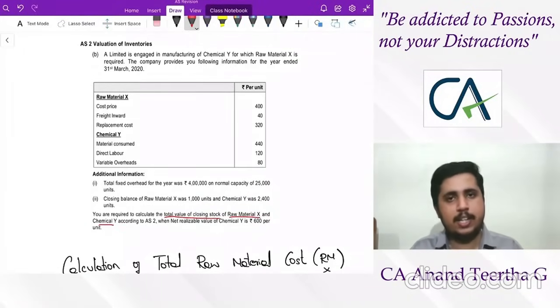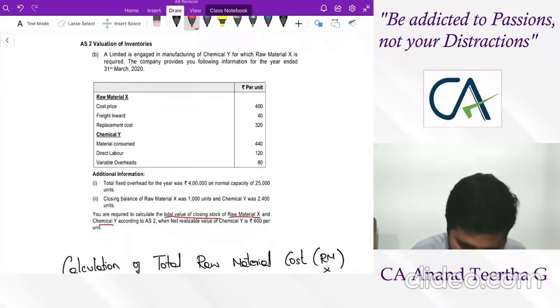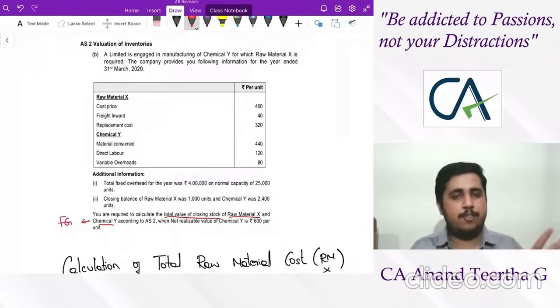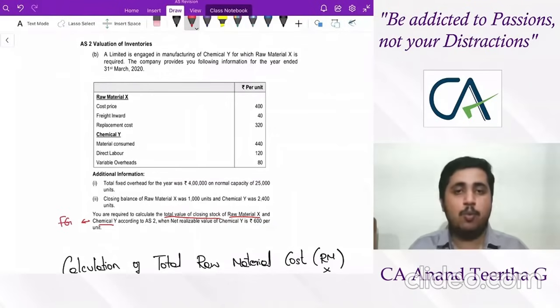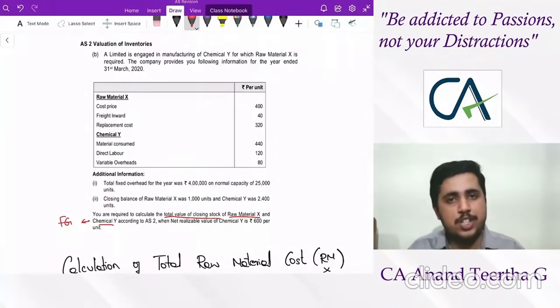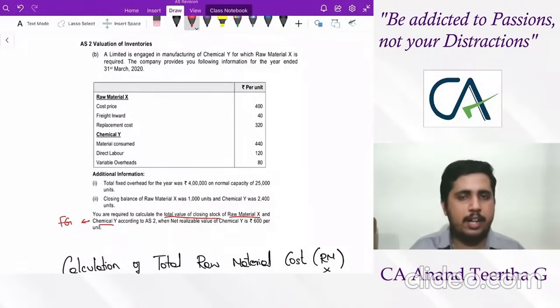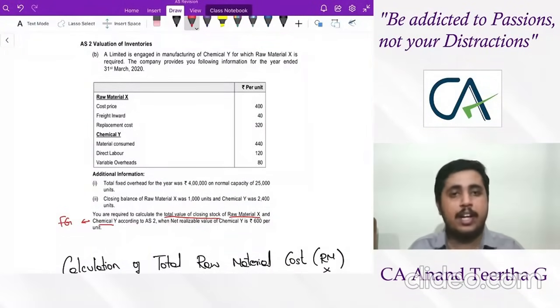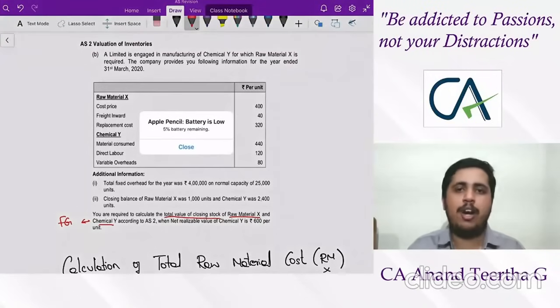One is chemical Y, which is your finished goods, and then there is raw material X. What is the valuation mechanism then? Finished goods: cost or NRV, whichever is less. Raw material: not cost or NRV. It is valued at cost. If at all two conditions are satisfied, it will be valued at replacement cost. Accordingly, now you have to calculate.